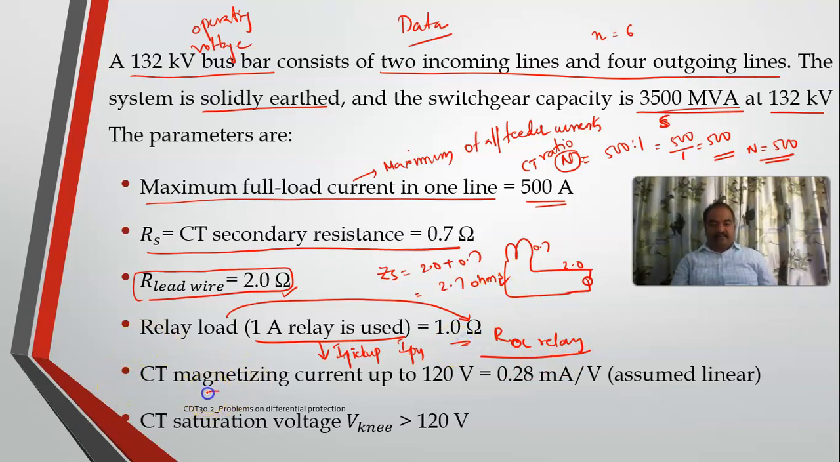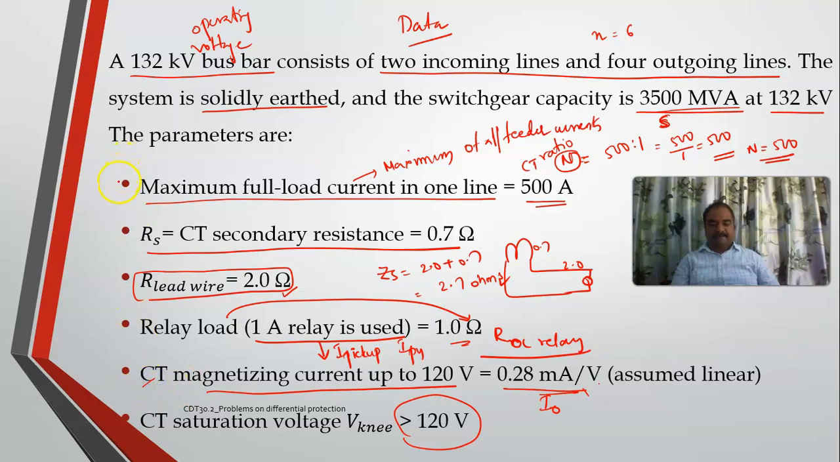And they are saying the CT magnetizing current up to 120 volts, which means it is I0, 0.28 milliamperes per volt, and it remains linear up to 120 volts. Beyond 120 volts, it will be constant. So up to 120 volts, if I want this current for 60 volts, it is 0.28 milliamperes into 60. For 100, it is 0.28 milliamperes into 100. For 120, it is 0.28 milliamperes into 120. For 130, after 120 it is saturated, so I have to calculate only for 120, and after that it is constant. This is the significance of the CT magnetizing current.